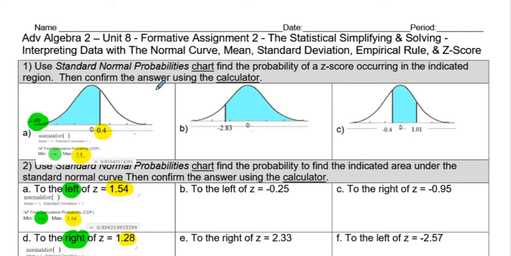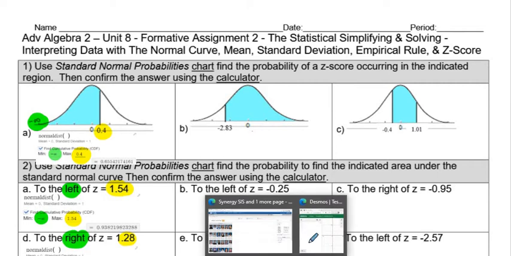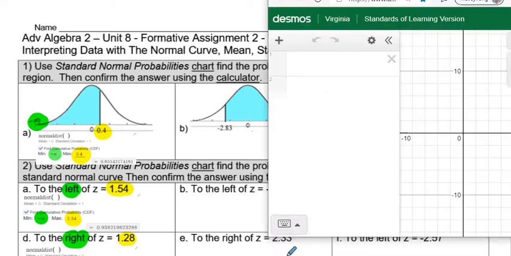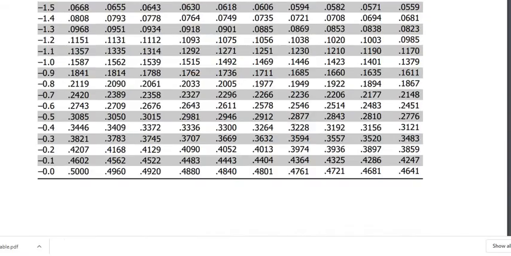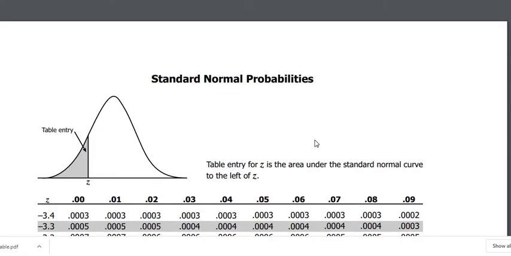We're going to go over some key problems for the second assignment. First thing I want to tell you is make sure that you have a Desmos open, and also make sure that you have a standard normal probabilities form open, standard normal probabilities. You might need both, you might need one. It's very important that you have these open.